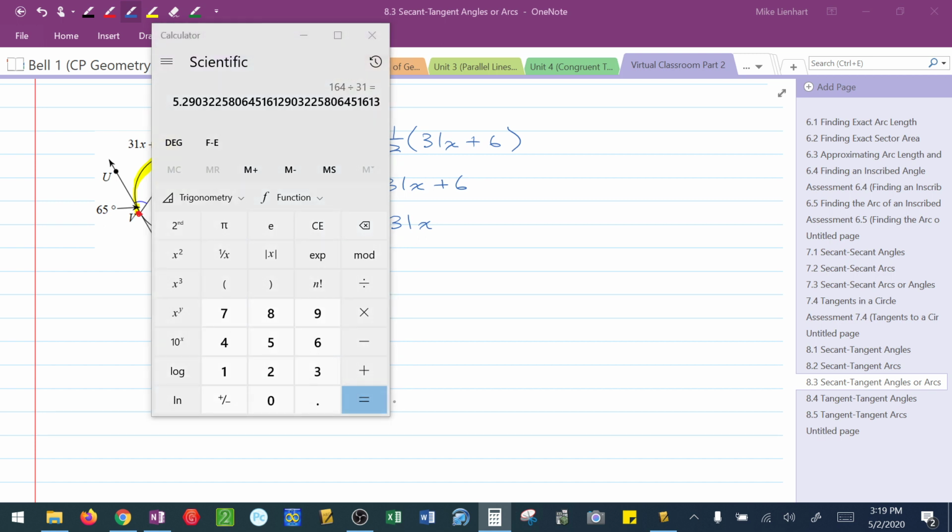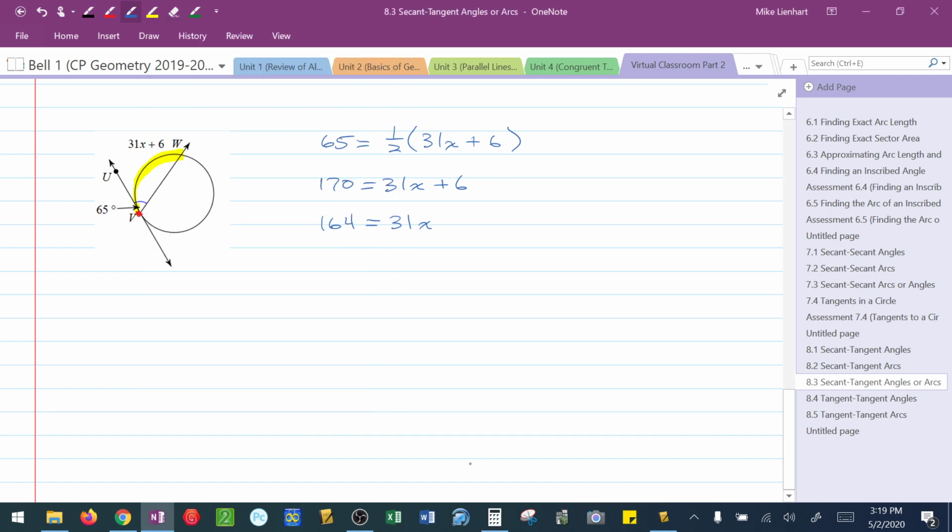Ooh, I don't like that answer. So let's take a look. See if I made a mistake here or something. Let's see. The angle is equal to half the arc. Now we're good. Okay, what am I doing?